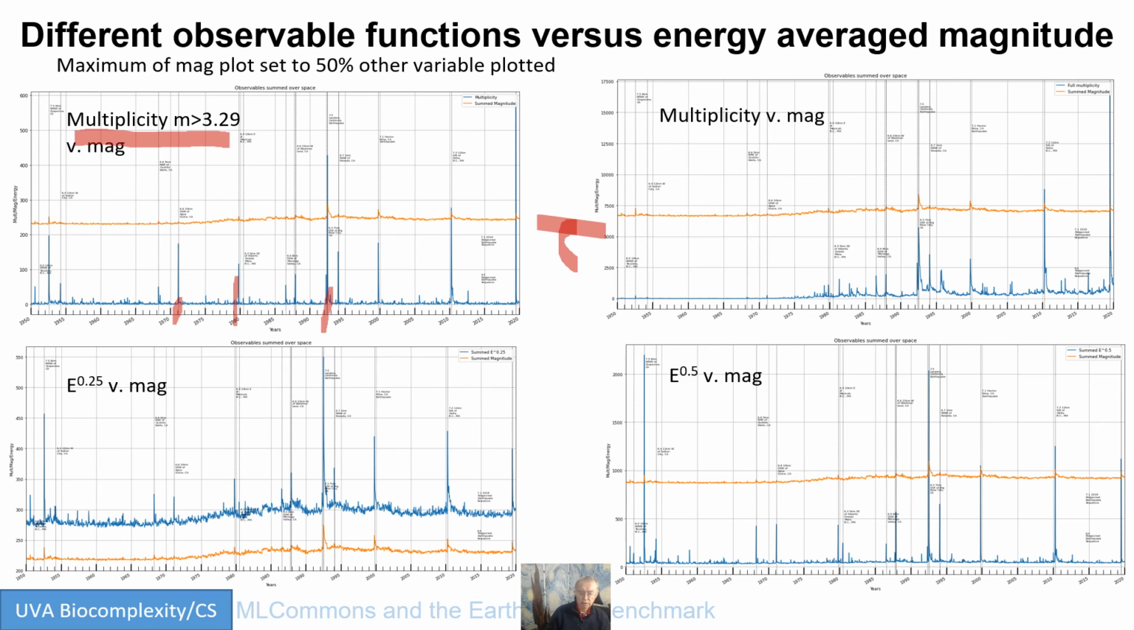And here are the various choices. I didn't do e to the 1 because that's dramatic, that really doesn't look very good at all. But e to the 0.5 is pretty dramatic. E to the 0.25 is not quite as dramatic. You can see the magnitude plot shows up a bit better here. But multiplicity greater than 3.29, that's some sort of measure of a large, serious earthquake. And here, the e to the half, these just have much greater variations. I mean, here we have a huge signal, and you can hardly see it on the magnitude plot.